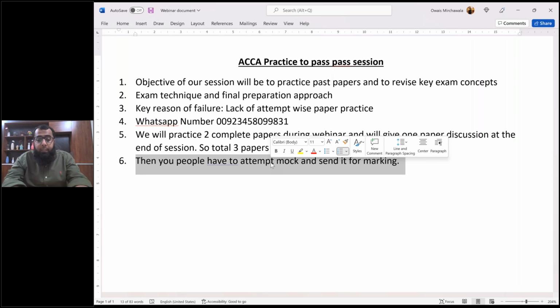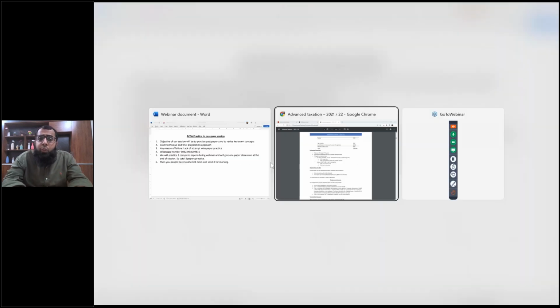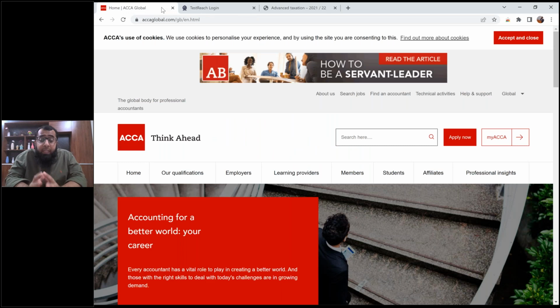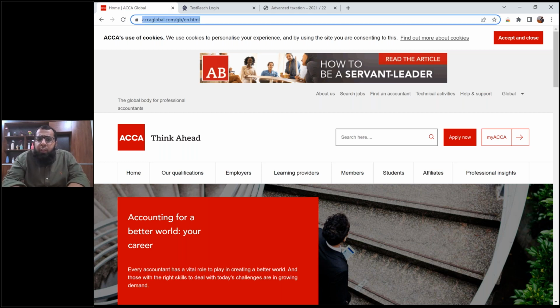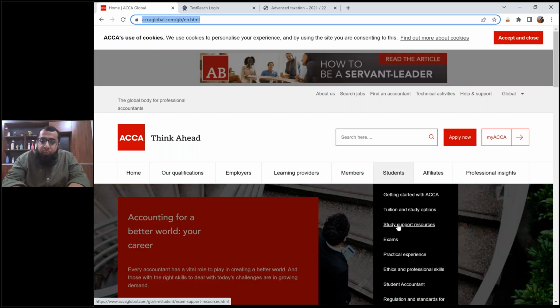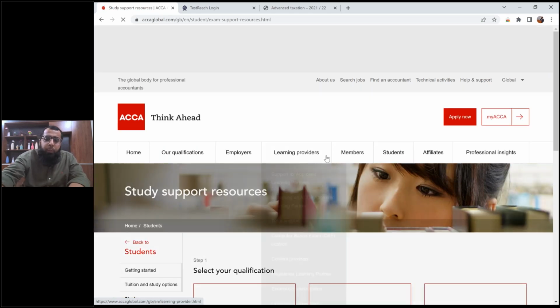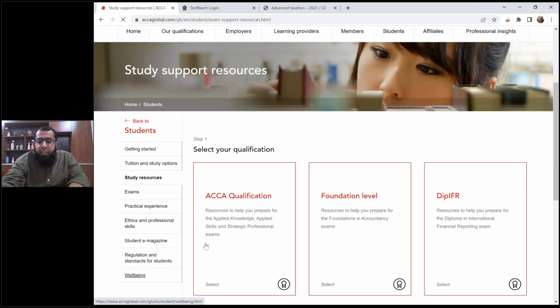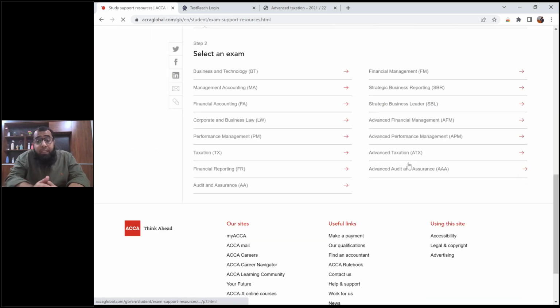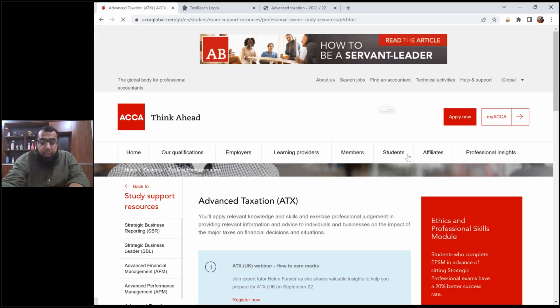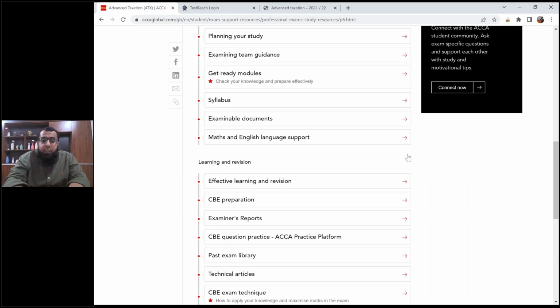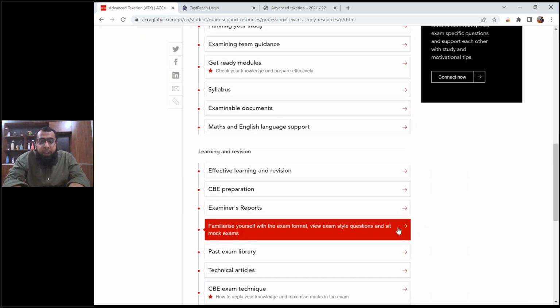Okay, let's start. Now, I hope that most of the students know how to access ACCA's practice platform. Okay, just giving a brief guideline to the students who don't have any idea. First of all, you'll go to accaglobal.com. Then in the students tab, you will click on study support resources. Okay. Now, once the study support resources get opened, you will click on ACCA qualification. Then you will click on Advanced Taxation ATX, and then here is your CBE question practice ACCA practice platform.